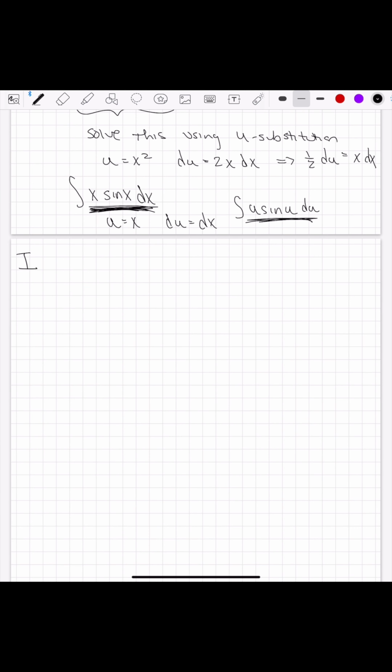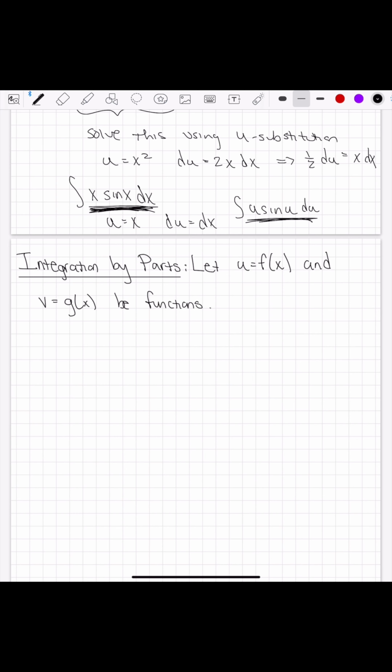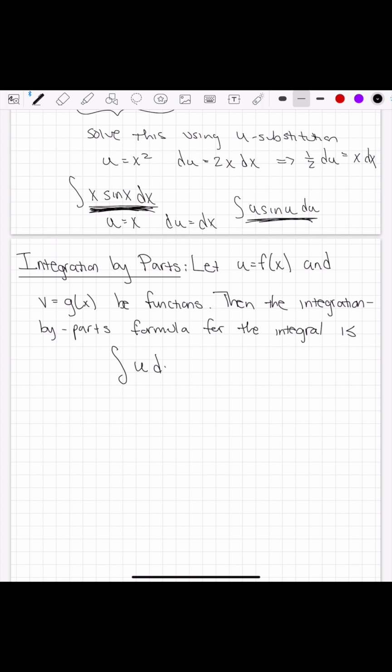Let's write it out. Integration by parts. We're still going to be using U's and stuff like that, but it's going to mean something a little different. We're going to let u be some function f of x and v be some other function g of x. So those are both functions. Then the integration by parts formula is the integral of u dv equals uv minus the integral of v du.